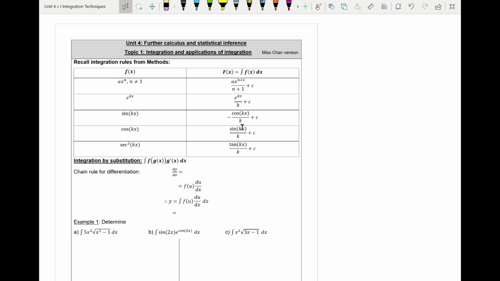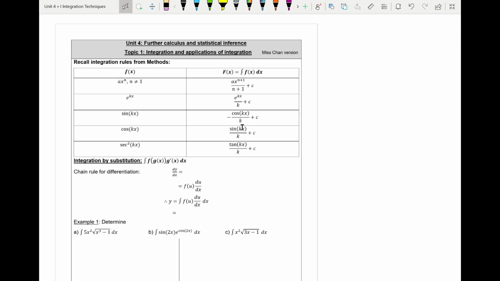So moving on, we've got e to the kx is e to the kx on k. Sine of kx is negative cos of kx on k. Cos of kx is positive sine kx on k. And then secant squared of kx is tan of kx on k.